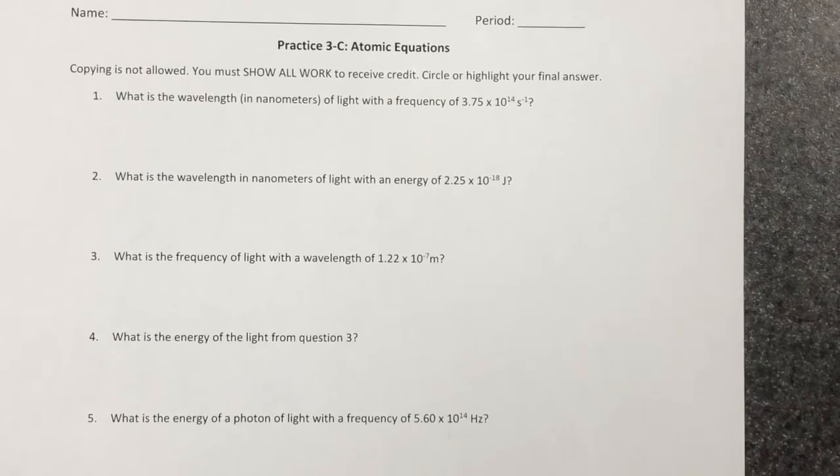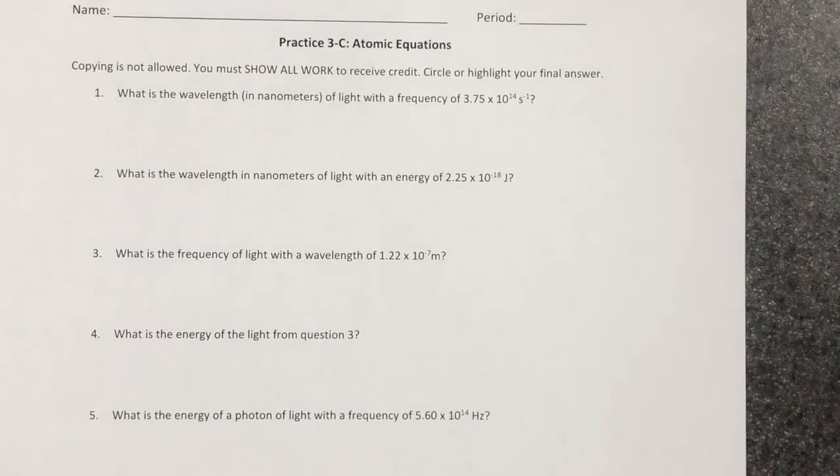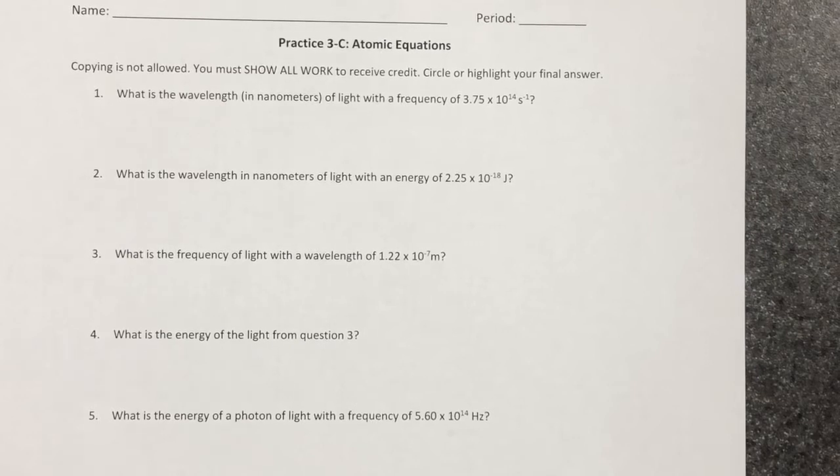All right, welcome. So today we're going to be talking about atomic equations, and I'm going to work out a few examples for you so you can see how to use the equations to find energy, wavelength, and frequency of light. So for the first question, it asks, what is the wavelength in nanometers of light with a frequency of 3.75 times 10 to the 14th seconds to the power of -1?